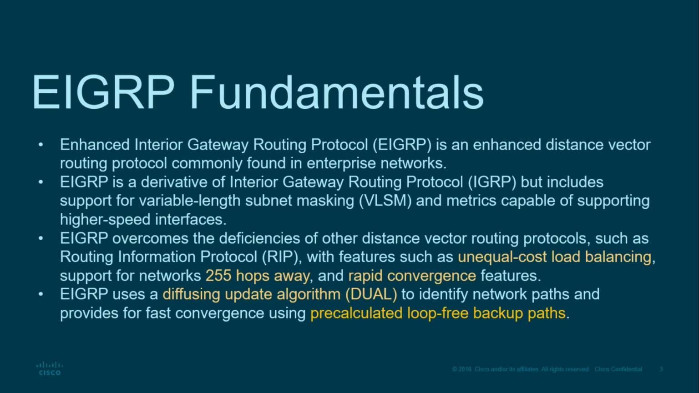So effect dia adalah EIGRP support for faster convergence. Dia tak perlu bila berlaku sesuatu network down baru dia nak calculate a backup path. So dia dah sedia dah sebelum berlakunya. So itu support for faster convergence.